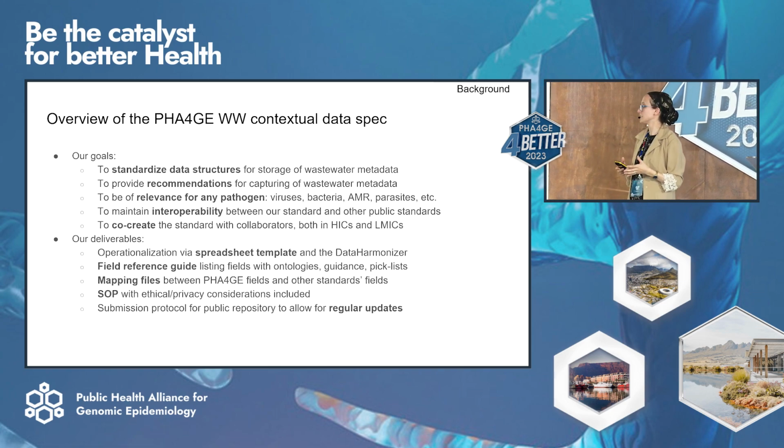So we are delivering as part of that a spreadsheet template that labs can actually use to fill out the different metadata fields, a field reference guide that's very helpful for explaining for each term how you should be using it, what its definition is, some guidance around it. All of them have ontologies. As well as we include mapping files between our fields and fields from other data specs, a standard operating procedure where we outline some of the ethical or privacy considerations that should be taken into consideration. And then also we will have a public repository that will allow not only us at PHA4GE to keep updating the spec, but also for anyone in the wider community to make suggestions and help us edit and revise the specification.